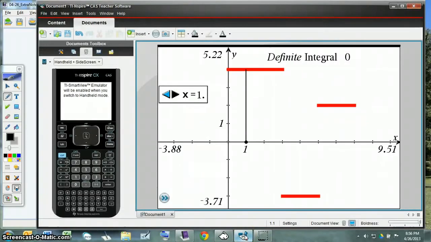I want to actually go and look at this on a calculator. The TI Nspire makes this really nice to look at.